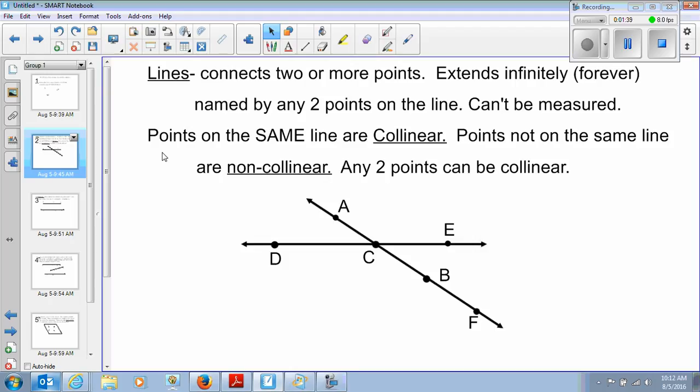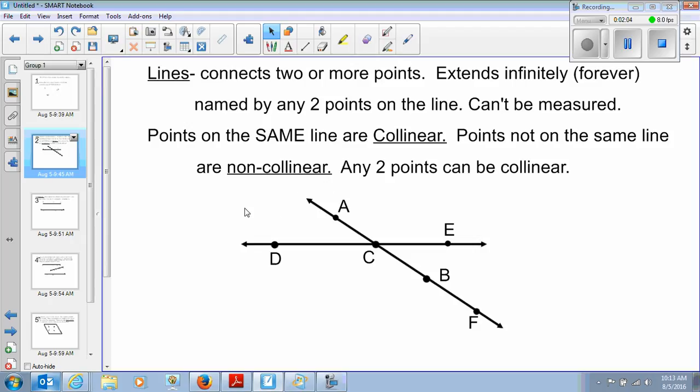If you think about playing a video game, if you're playing cooperative mode, that means you're together. So collinear just means the same line. If you're playing in cooperative mode or you're cooperating, you're on the same team. Points that are not on the same line are non-collinear. However, any 2 points can form collinear points, because they can all make a line.